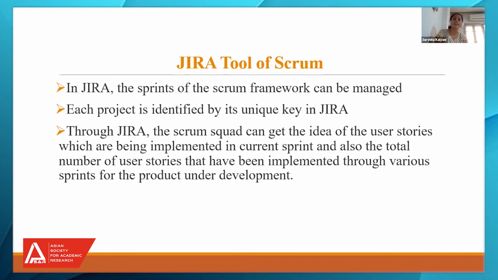And again, the Scrum framework can be implemented through various tools, and JIRA is one of the tools of the Scrum framework. JIRA is offered by an international company. In JIRA, the sprints of the Scrum framework can be managed. In the JIRA tool, the concepts of Scrum, like product backlog, backlog refinement, sprint backlog, and sprint, are readily available. Only the product owner needs to enter the stories into the interface of JIRA. And in JIRA, an organization may have various projects. A particular project, a particular service, is identified through the key in JIRA.